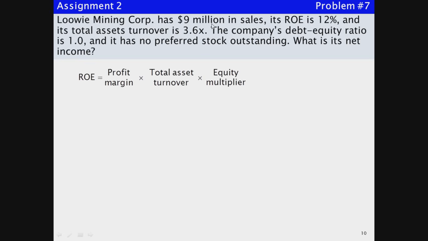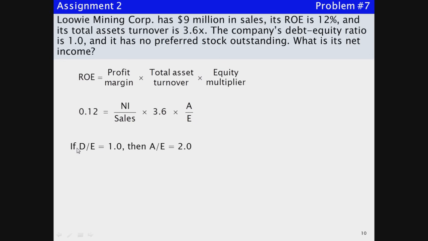Well, anytime you see ROE, and you start seeing things like debt equity ratio, total asset turnover, your mind should be moving towards thinking that we're probably using a DuPont identity to work the problem. And so I wrote down the DuPont identity again. We're given ROE is 12%, write that as a decimal, 0.12. That's equal to profit margin, which is net income over sales, so I'm simply going to write that as the ratio. We're given the total asset turnover is 3.6. We're not given the equity multiplier, but we're given the debt equity ratio. We know we can convert that very simply.